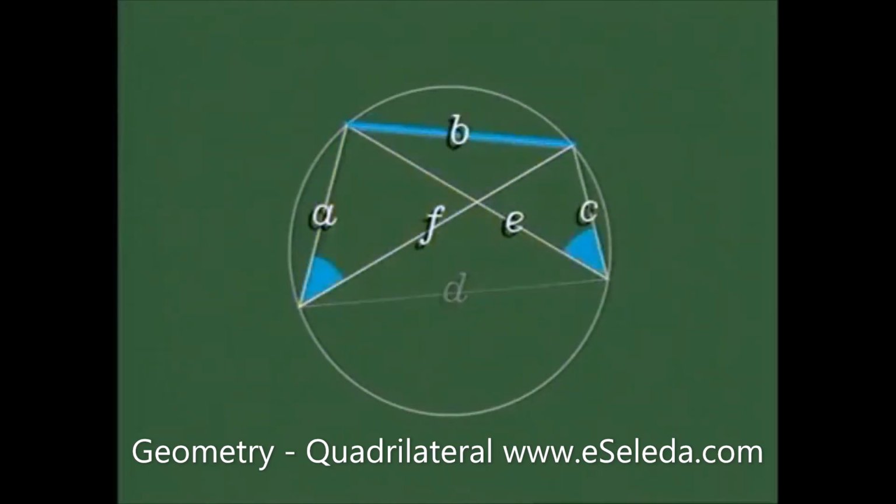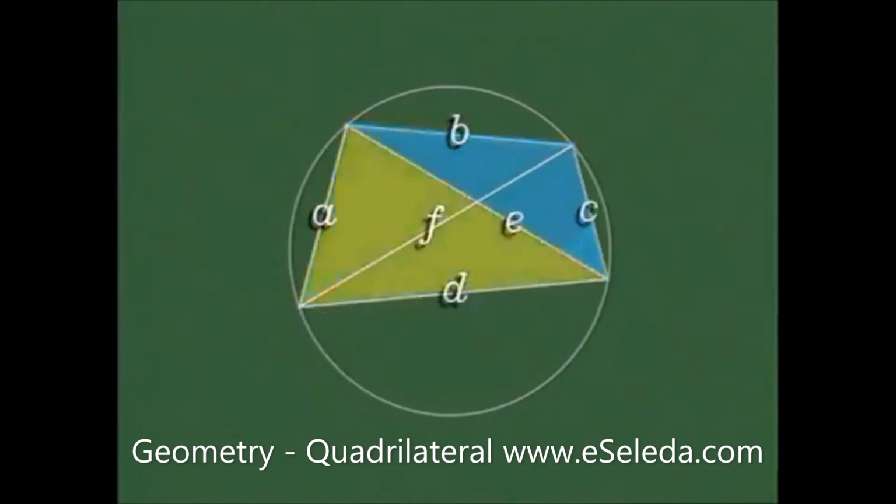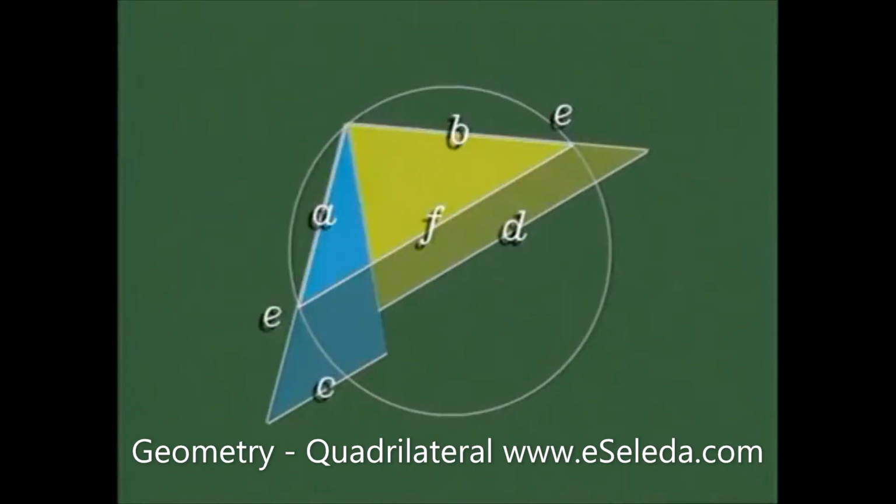Likewise, these two angles are equal because they cut off the same chord. So rotating this triangle reveals another pair of similar triangles. If we rotate both triangles, we see that they join along a common side that divides this diagonal of length F into two pieces of lengths X and Y.